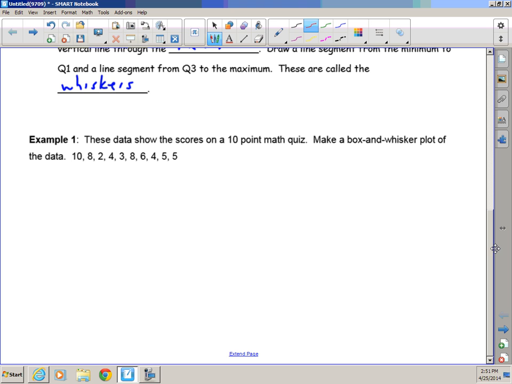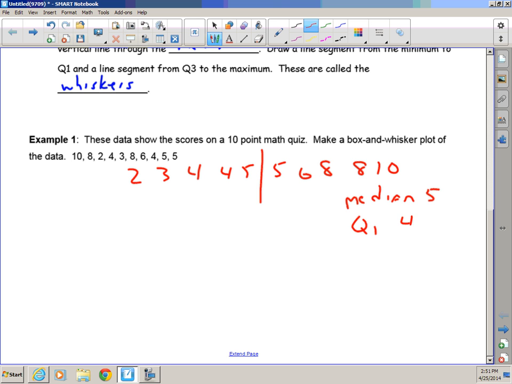So as we have to do, we got to put this in numerical order. And again, you can use your calculator to help you with this. We divide it into 2 parts so that we could figure out the median is 5. Q1: so now I've got 5 pieces of data here, so it's right in the middle, 4. And I got 5 pieces of data here, Q3 is 8. Now this is a pretty straightforward one because I could just use the numbers from 1 to 10.